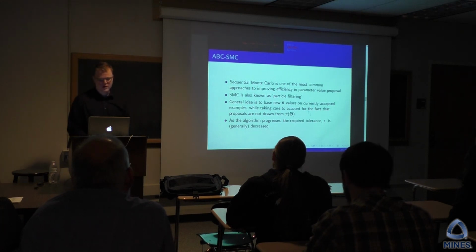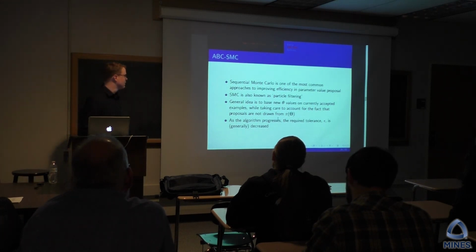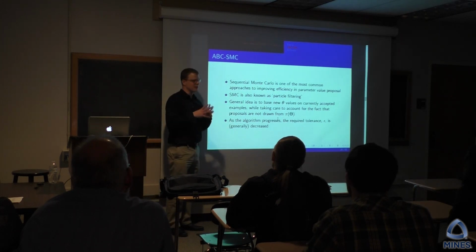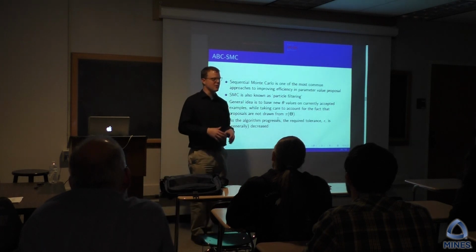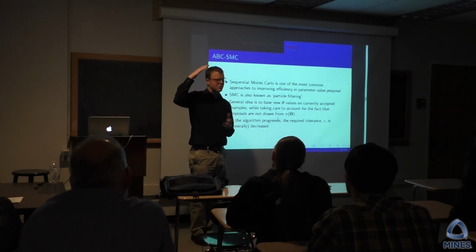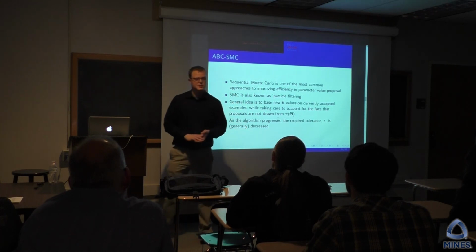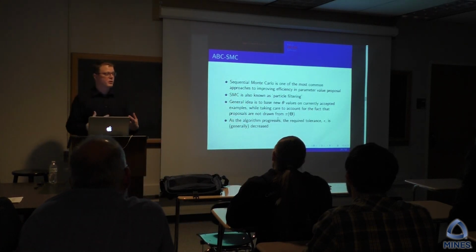So as the algorithm progresses, generally speaking, this is not always true, the required tolerance decreases. So the epsilon comparison window is going to decrease. So it has sort of an analogy to simulated annealing, right? You start off at a very high temperature, and then you cool it down and require closer and closer simulations as your parameter set becomes enriched in regions that are generating data sets close to your observed data.